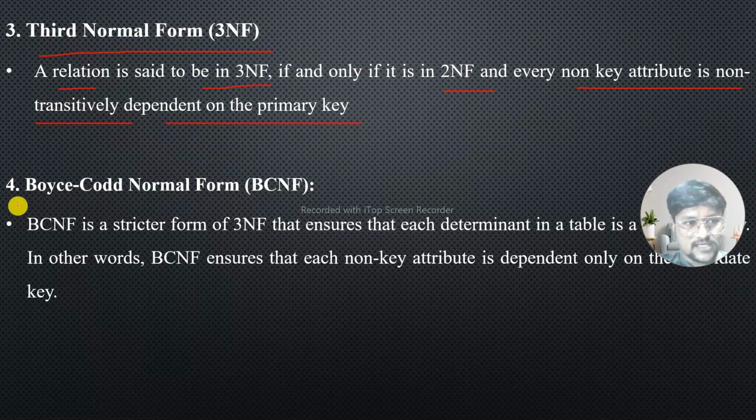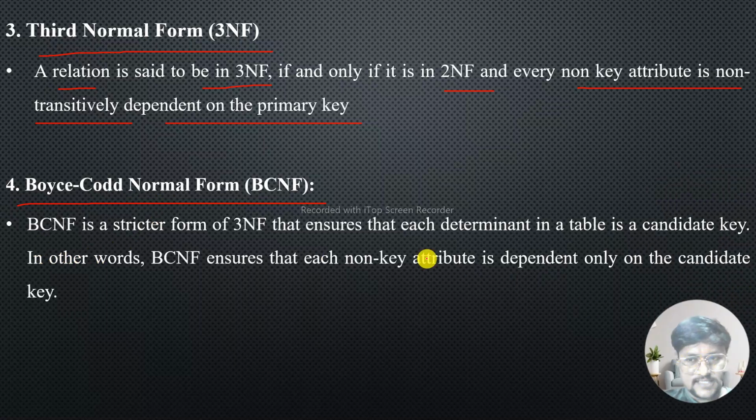The next, fourth, we have Boyce-Codd normal form, BCNF. So BCNF is a stricter form of 3NF that ensures that each determinant in the table is a candidate key. In other words, BCNF ensures that each non-key attribute is dependent only on the candidate key.